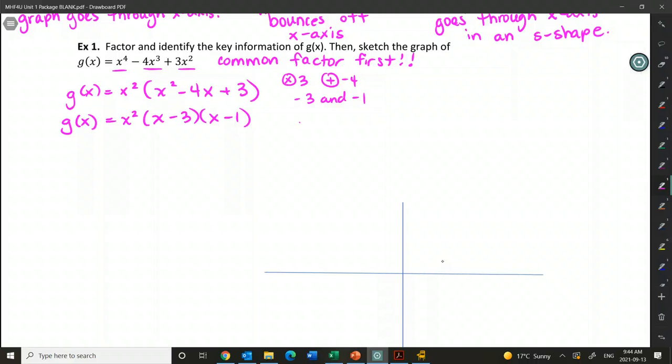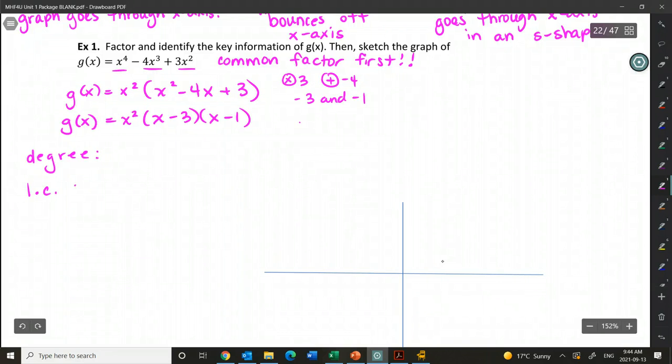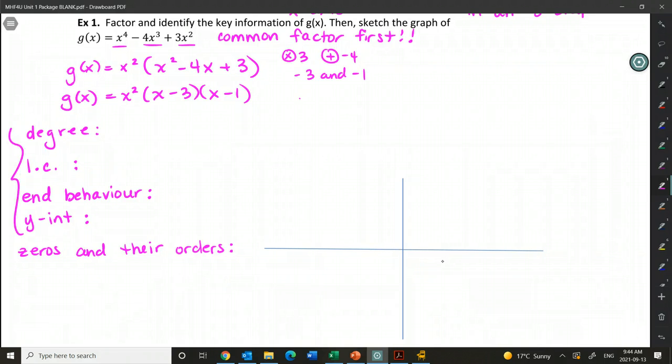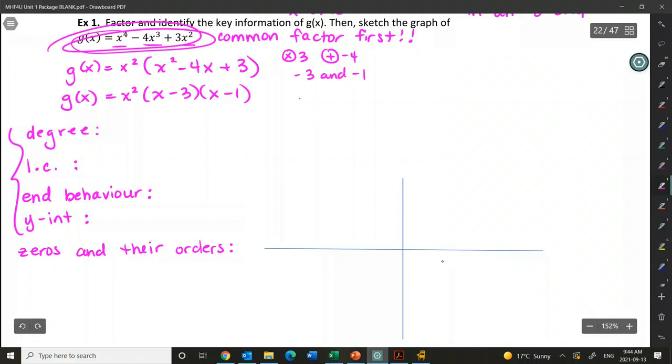So here's some things that I want to know. We can fill out some of these. Degree, I want to know leading coefficient. Let's talk about end behavior, whichever format you want. I think we should be able to see maybe y-intercept here as well. And then we'll talk about zeros and their orders. So I think you should be able to fill out up to here. You can try out the zeros and their orders as well if you would like. But let's get these four filled in. Mostly you're looking at just the standard form original equation for this.